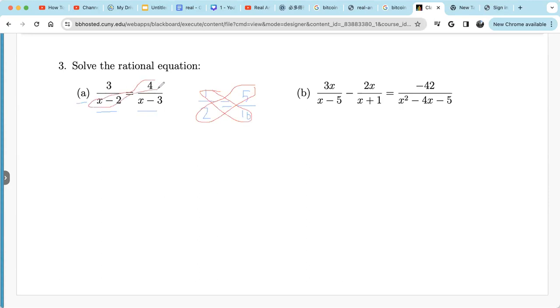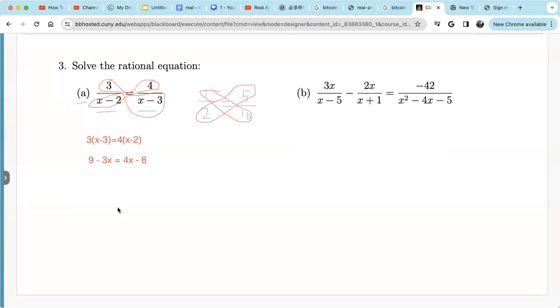We can do 4 times x minus 2 equals 3 times x minus 3, right? So let's do that. So 3 times x minus 3 equals 4 times x minus 2. And this is called a cross multiplication. Now we distribute. So we distribute 3 to x minus 3, get 9 minus 3x. We distribute 4 to x minus 2, get 4x minus 8.